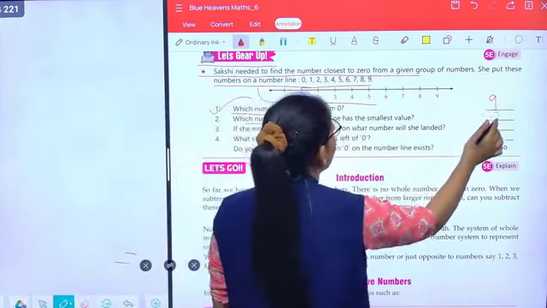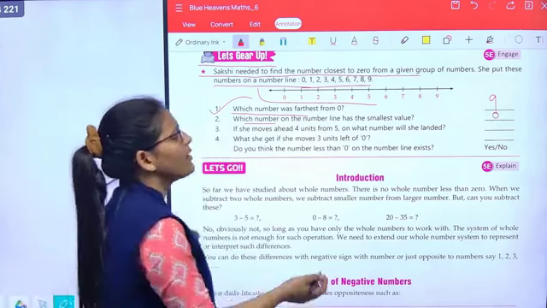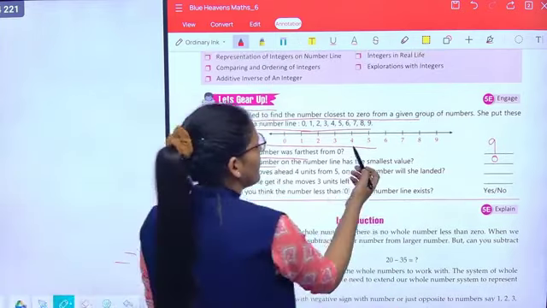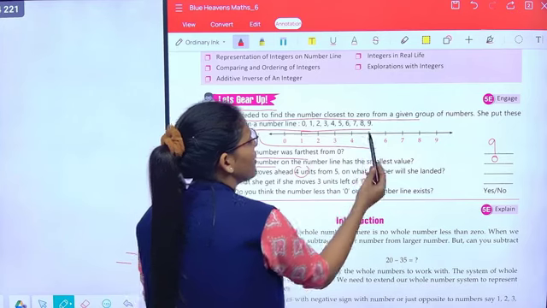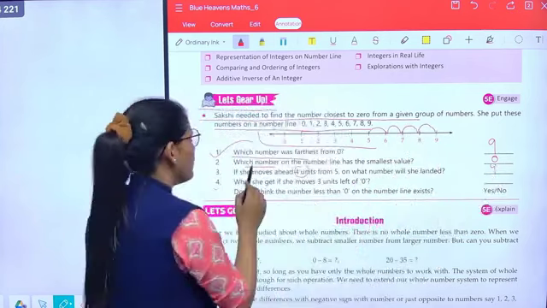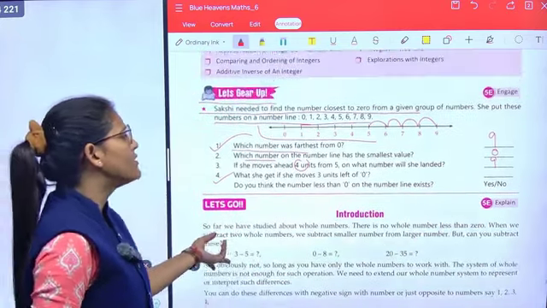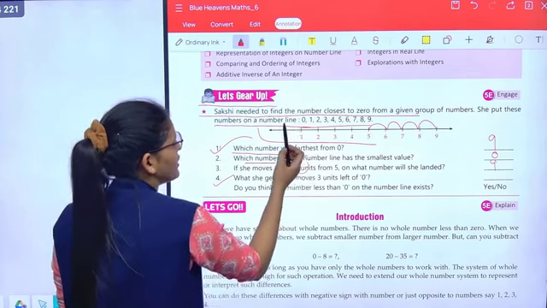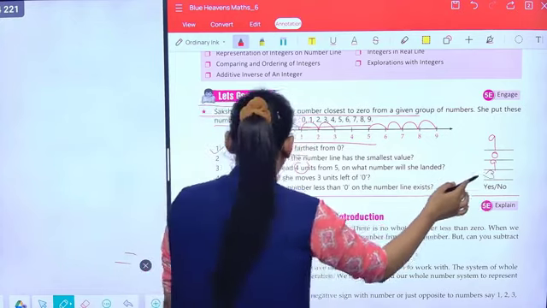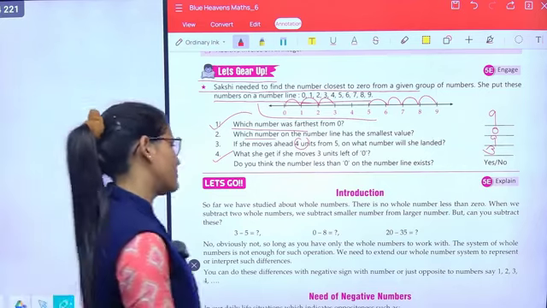That's 0. Now, if she moves ahead 4 units from 5, what number will she land on? Now class, 4 units from 5: 1, 2, 3, 4. That is 9. Now, what does she get if she moves 3 units left of 0? 3 units left of 0, that is, class, 1, 2, 3. This is -3. Do you think a number less than 0 on the number line exists? Yes.